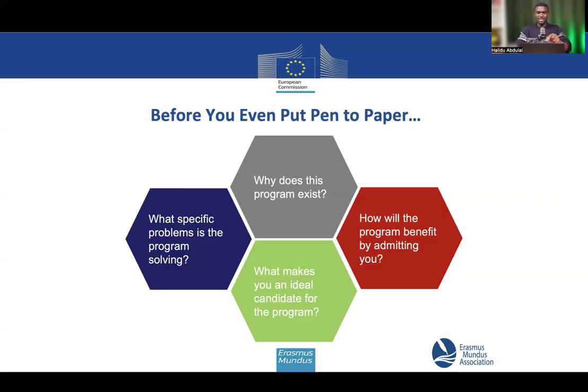And so the four questions: the first one, why does the program exist? Second, what specific problems is the program solving? And then what makes you an ideal candidate for the program? And how will the program benefit by admitting you? Write these questions down, go through the program's website and find answers to them, even before you start writing your motivation letter or statement of purpose, because this is exactly what you need to explain in your statement of purpose to make you a competitive applicant.